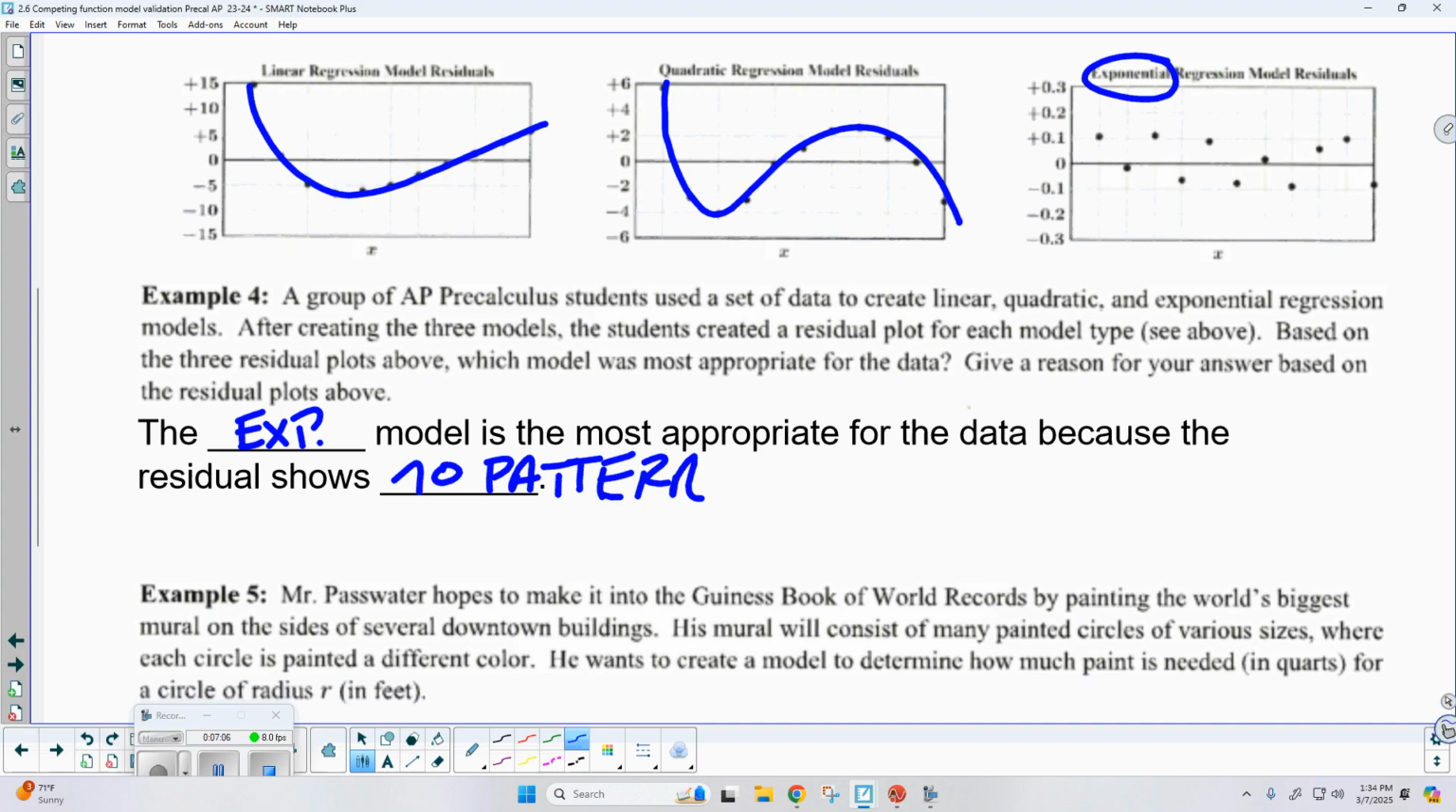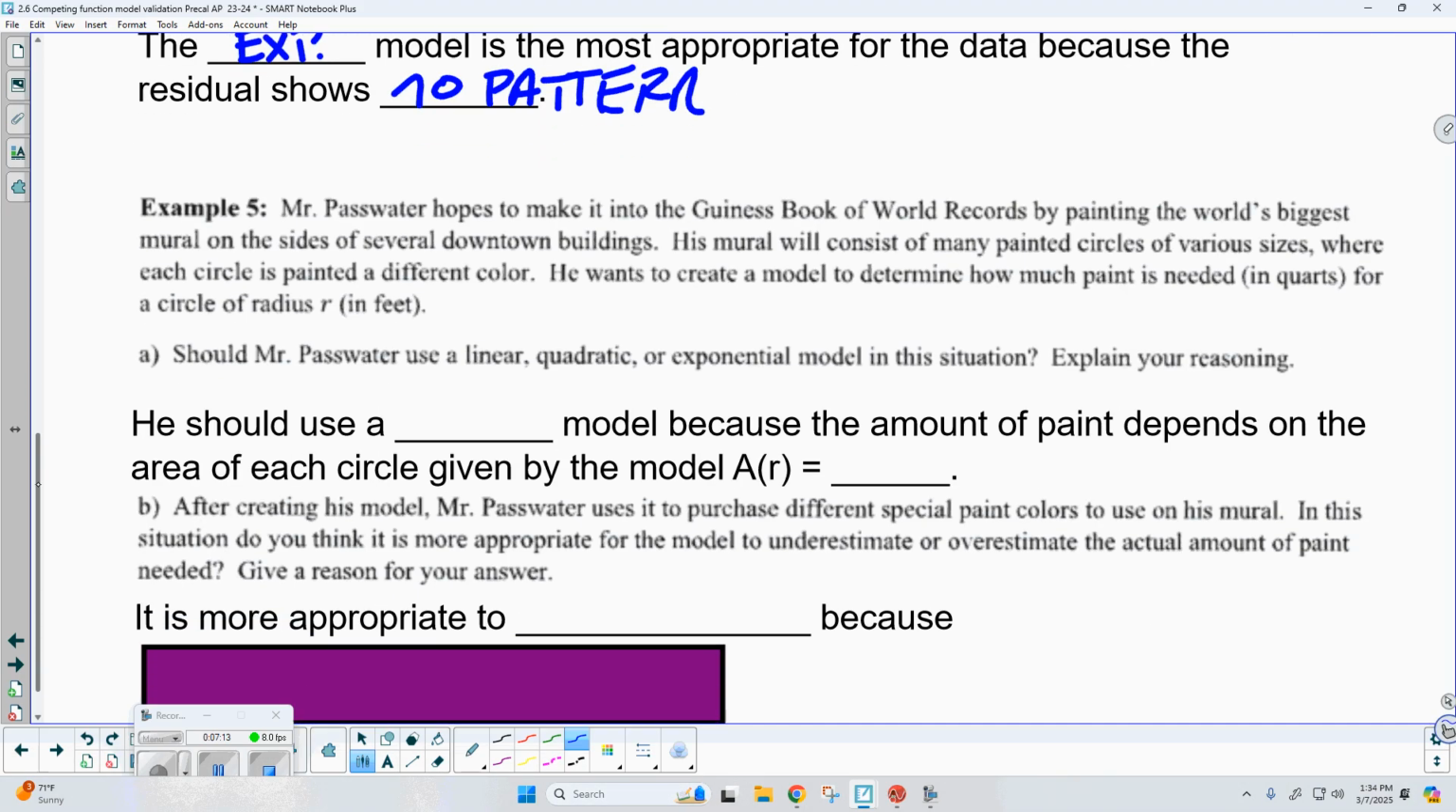Any questions? Try not following? It's pretty easy, right? And just like that, we're down to our last question on 2.6.